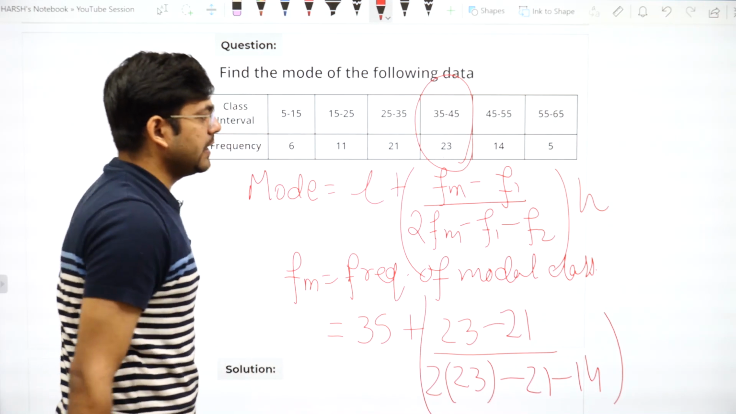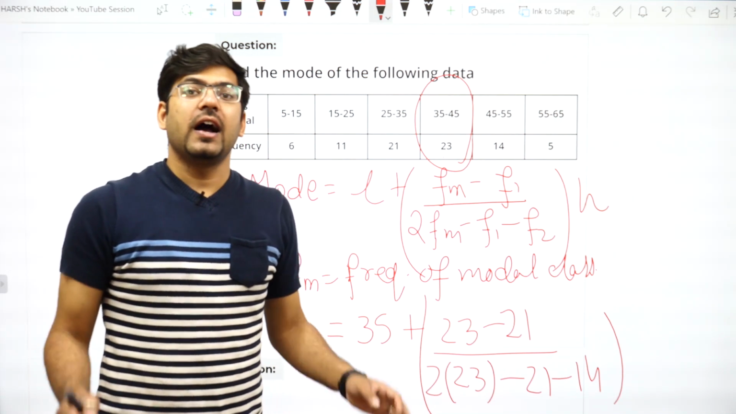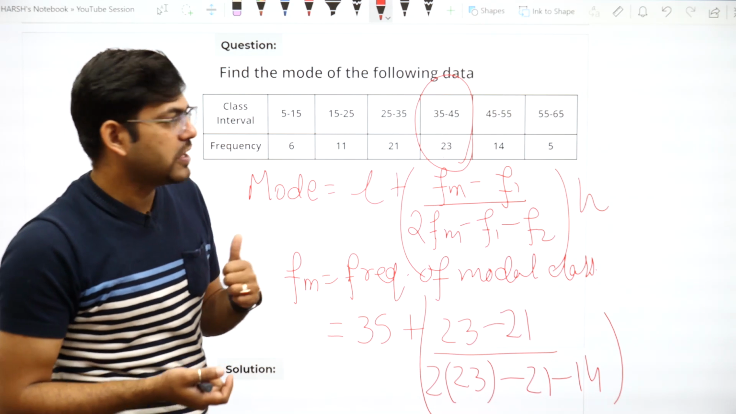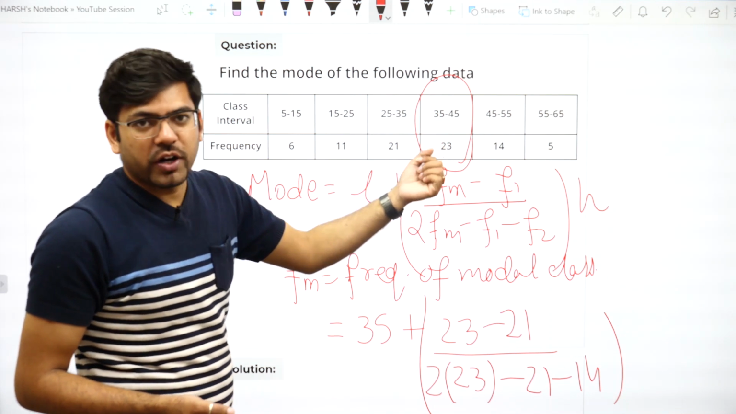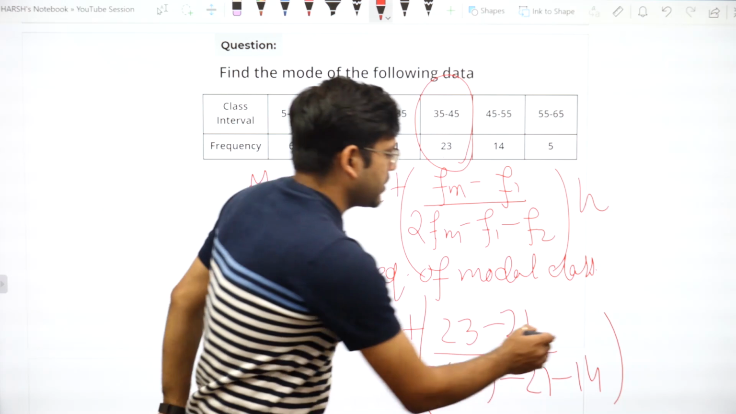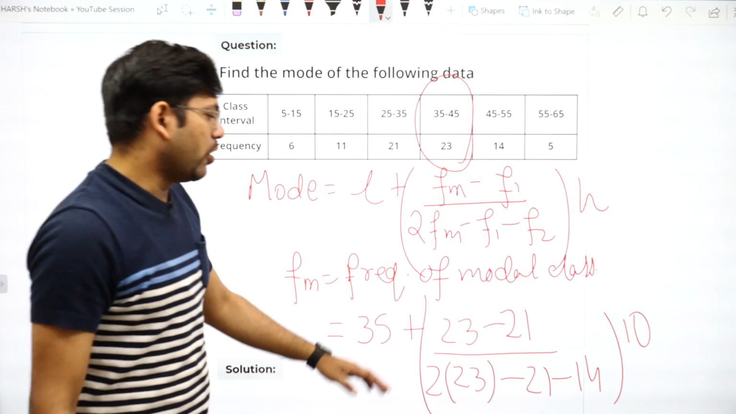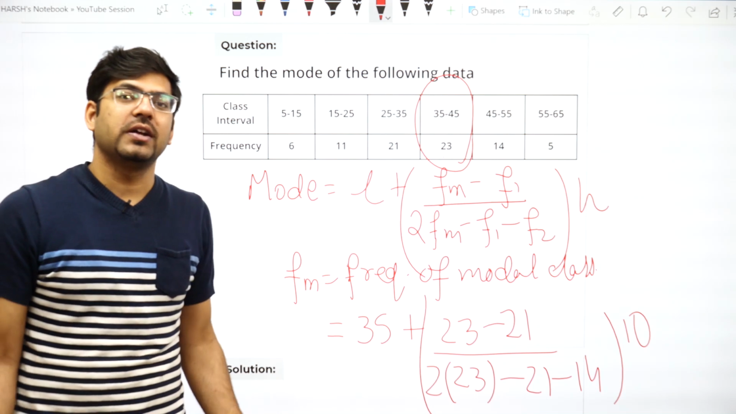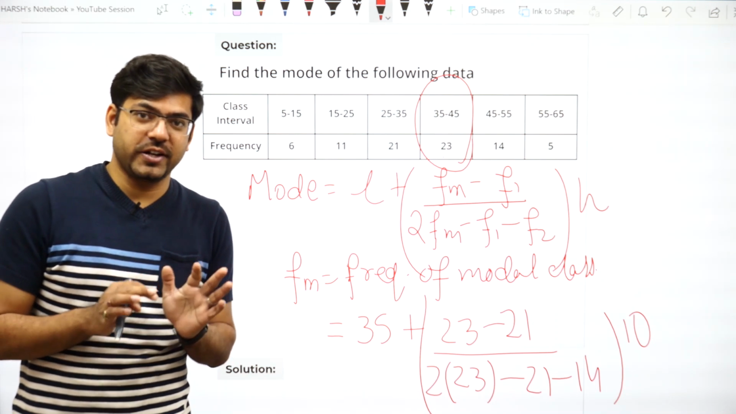And then H. H is the height of the modal class, or class width of that class. So class width between 35 and 45, what is the width? 10. So I guess you must know this is 10. Now you have got all the values, it's just calculation, so you can do the calculation. I guess I am clear with my point, isn't it?